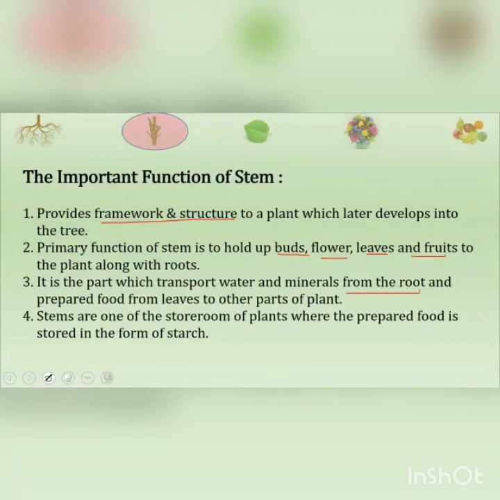Stems are one of the storerooms of plants, where the prepared food is stored in the form of starch. It is a storeroom of plants. We also have a storeroom in our body. Is it there? I will tell you how. We store food in the form of fats within our body, where it is used up by our body when it is needed. In the same way, plants also use the food which is stored in the stem. It is a storeroom of the plants, where the prepared food is stored.